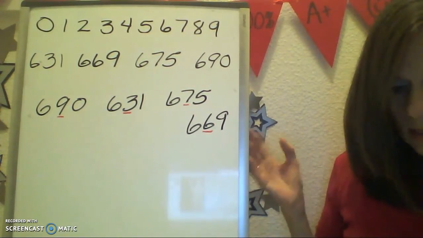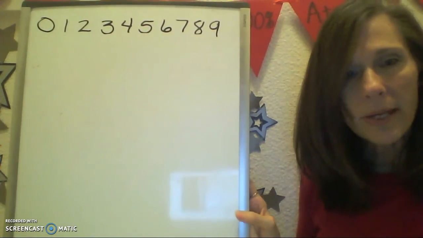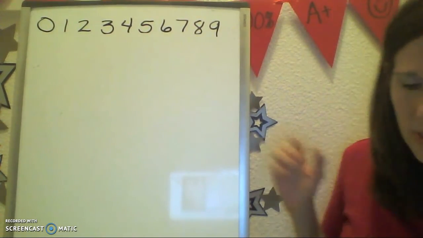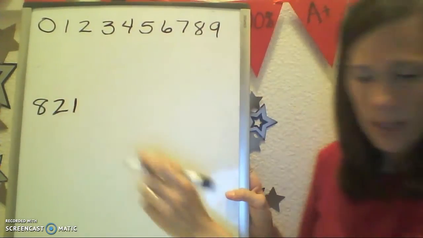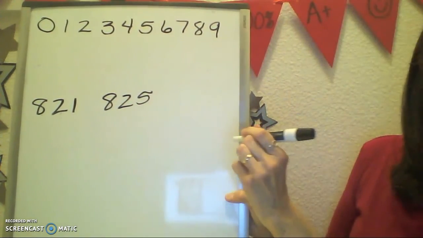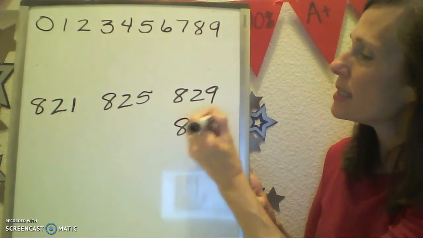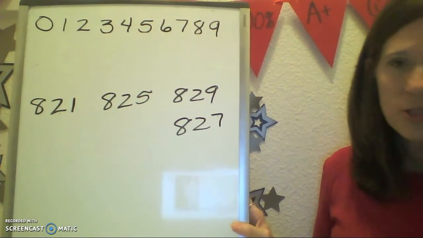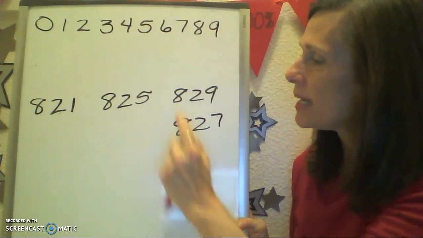All right, well, let's make it a little harder. Okay, we're just going to keep going up. Let's do this one here. 821, 825, 829, 827. All right, so I start in my hundreds place, and I notice I have an 8, 8, 8, 8.